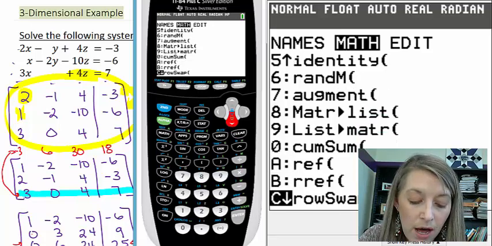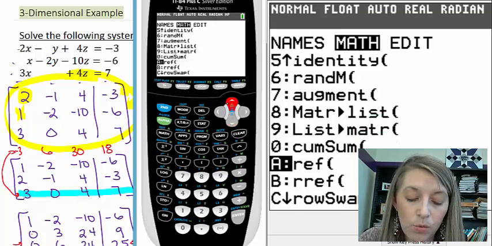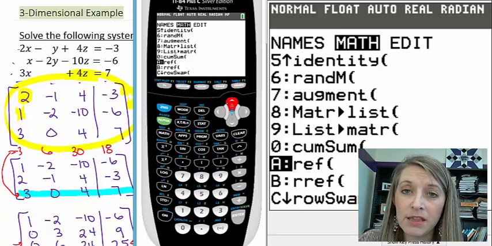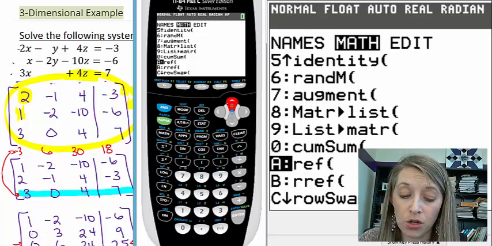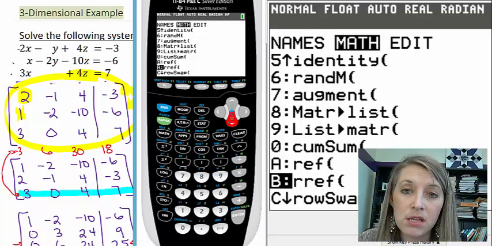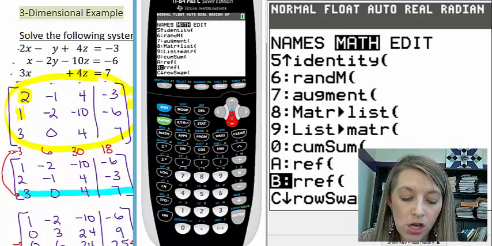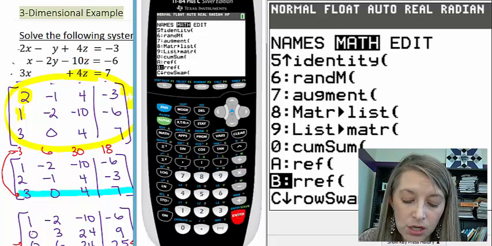So if we get down to option A, we see the REF method. That's the Gaussian method where it had ones in the diagonal and zeros below it. So if you wanted to double check it halfway through, that might be an option for you. Or we see the B method, the RREF, which means it's guaranteed just to give us the right answers. So I'm going to go ahead and hit enter here.